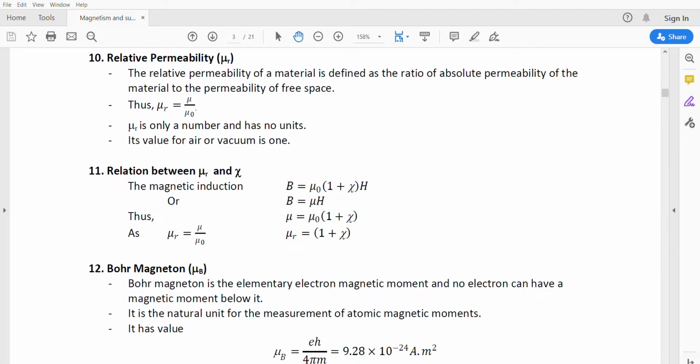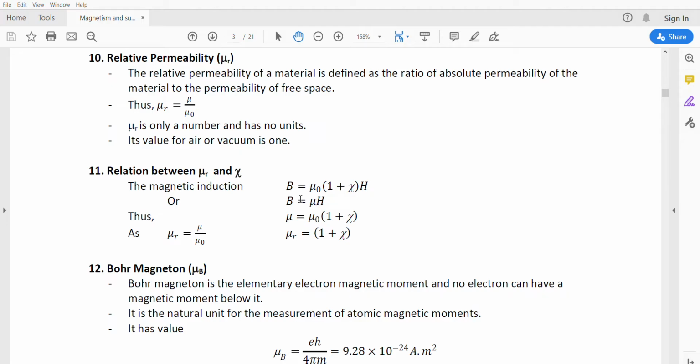Psi is the susceptibility. From these lines we need to understand the relation between the magnetic induction, the relative permeability and psi. We know this relation, which we got from the relation of B, H and M: B is equal to mu naught into 1 plus psi into H.